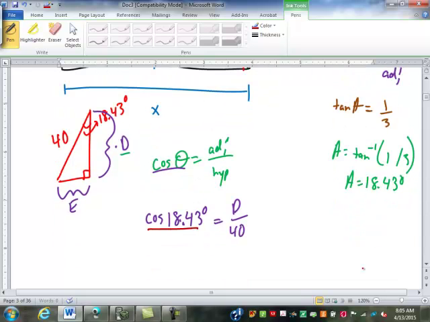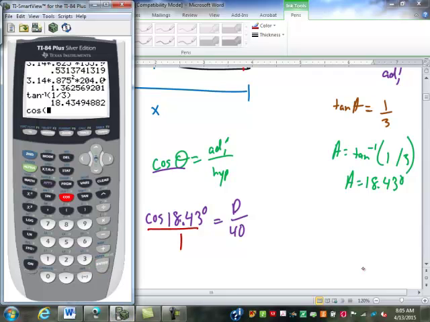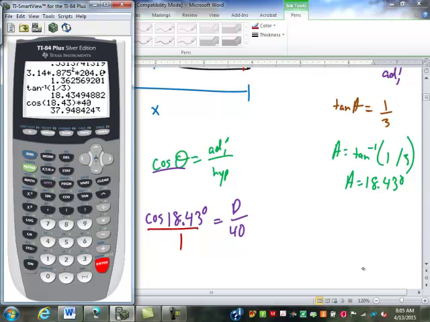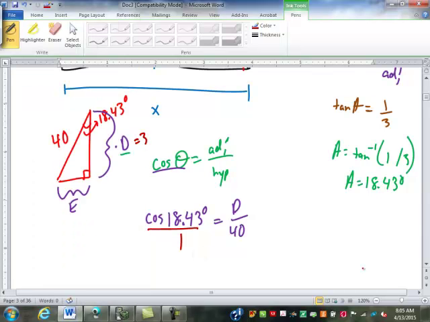Put this over 1. So this is just cosine of 18.43 times 40 divided by 1. So cosine 18.43, close it up, times 40, and I don't have to divide it by 1. 37.95 millimeters.